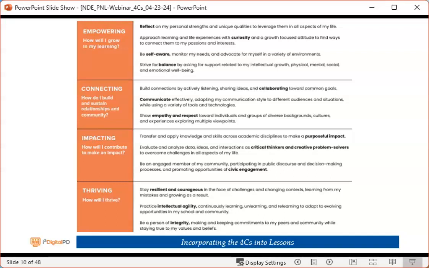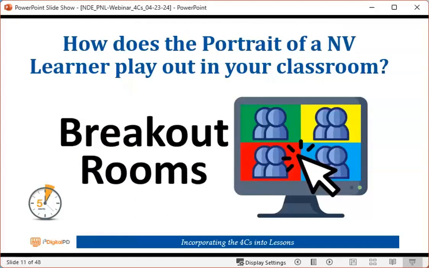That's why small groups become really important, because they give the students an opportunity to be critical thinkers. Another great C: creative problem solving. Another great C: purposeful impact, where they're making civic engagement. So you notice all those C's in there. And our last one there is thriving, which is resilience and courage, and being intellectually agile, being able to unlearn, being able to communicate and collaborate with others and rethink my thinking, and being a person of integrity. So what we're going to do is spend some time talking about how the Portrait of a Nevada Learner plays out in your class.